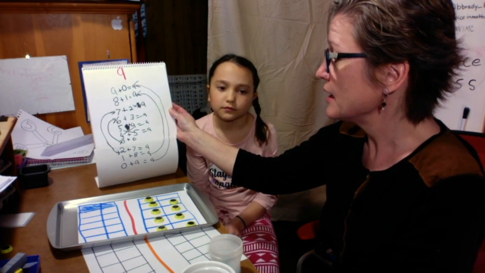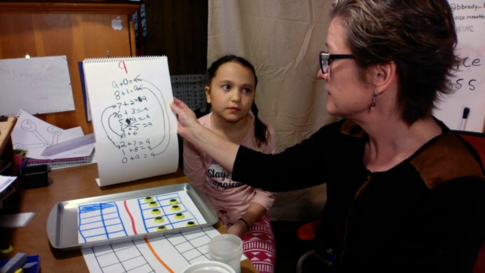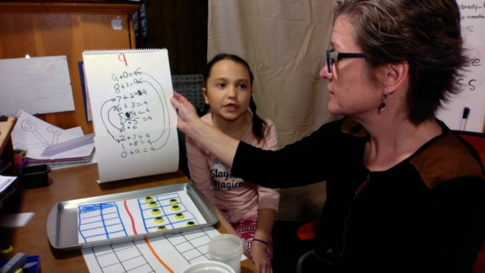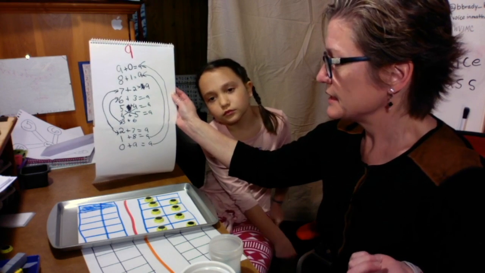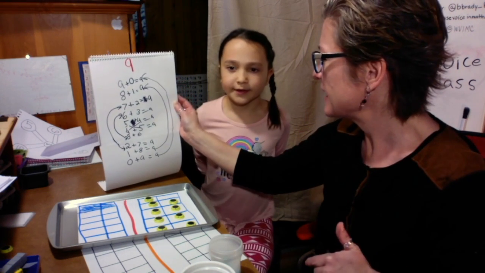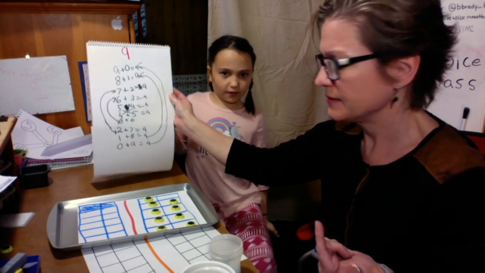So 8 plus 1 equals 9. 1 plus 8 equals 9. They're both going to equal the same number no matter which way you go. If we used 8 plus 1 equals 9 and 1 plus 8 equals 9, you talked about a fact family. Do you know what the other facts would be that would go in that? Can I write them down?